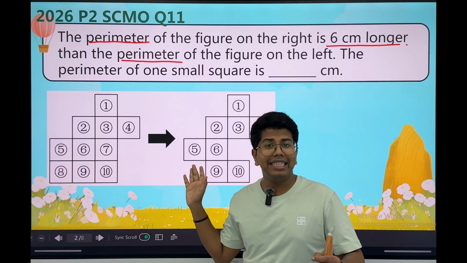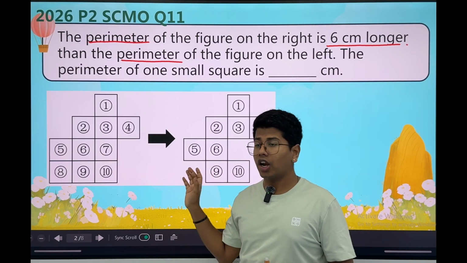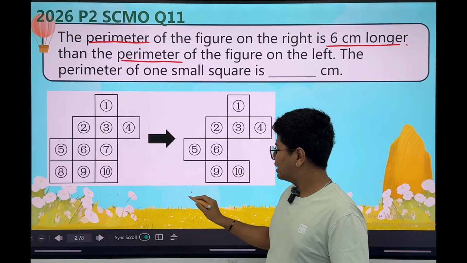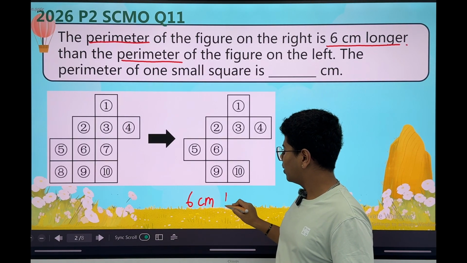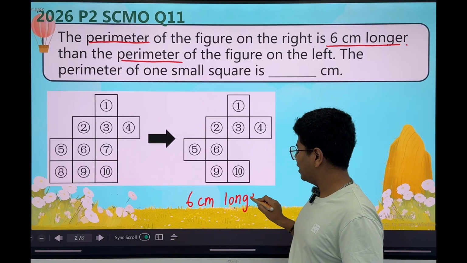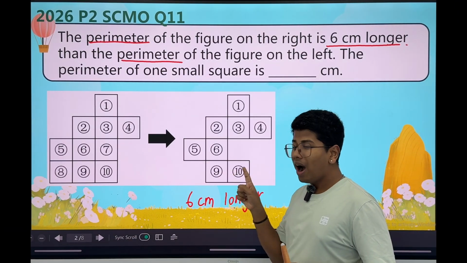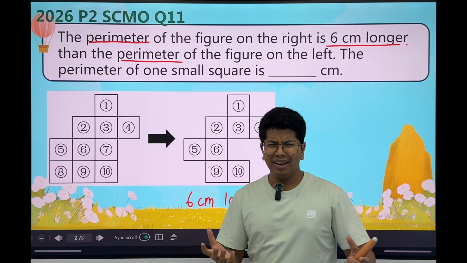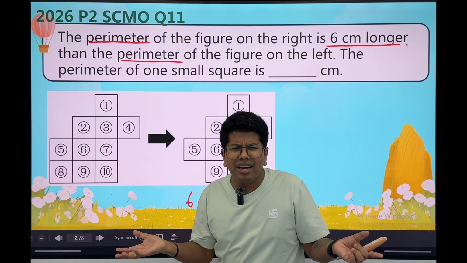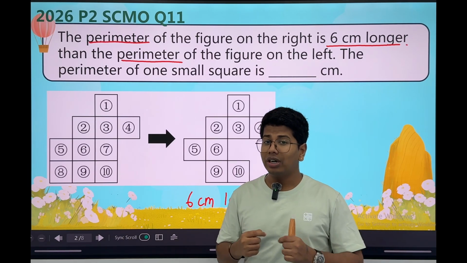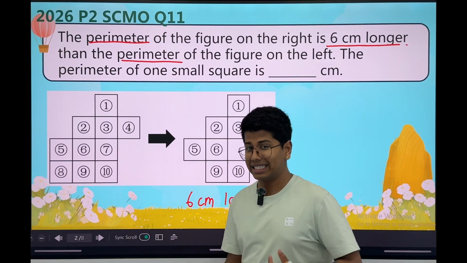The question says the perimeter of the figure on the right is 6 centimeter longer. And if it's 6 centimeter longer, we have to calculate what is the perimeter of one square. But what is a perimeter? Let's try to understand what is perimeter using an example.